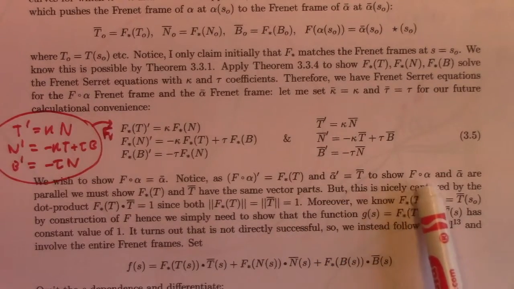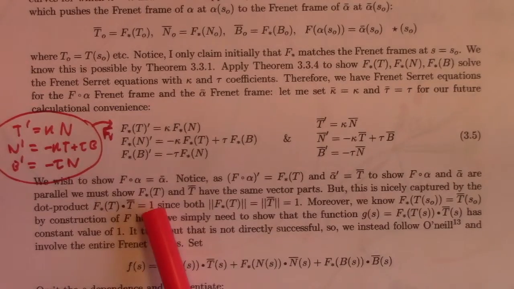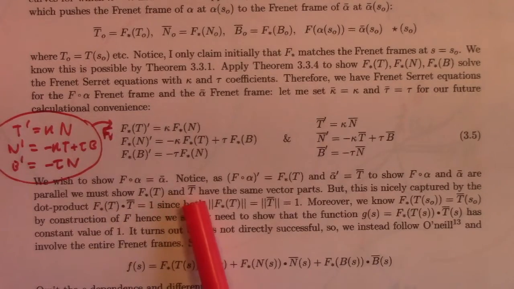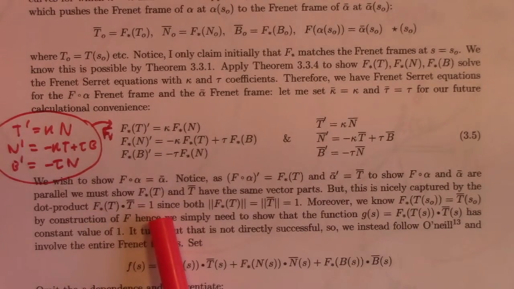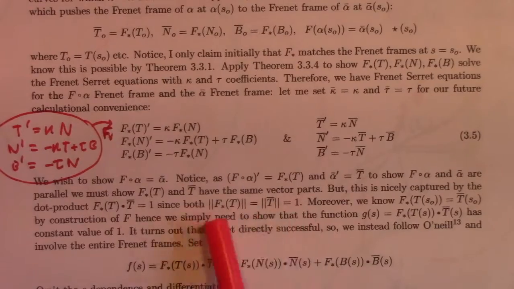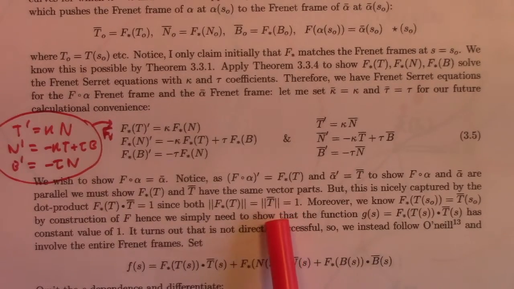So to show that f composed with alpha and alpha bar are parallel, we really just need to show that the push forward of t and t bar have the same vector parts. That would be true if the dot product of the push forward of t under f with t bar was 1, since they both have unit length. But if you try to do this directly, things don't go well. So what we do is follow a trick that I found in O'Neill, and I don't know, is he the originator of this trick? I'm not sure. I would be interested where this argument originated, but it's a nice argument.